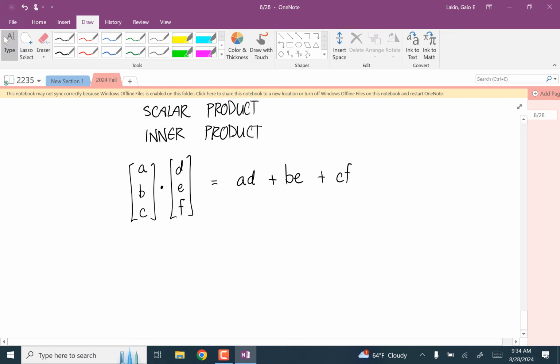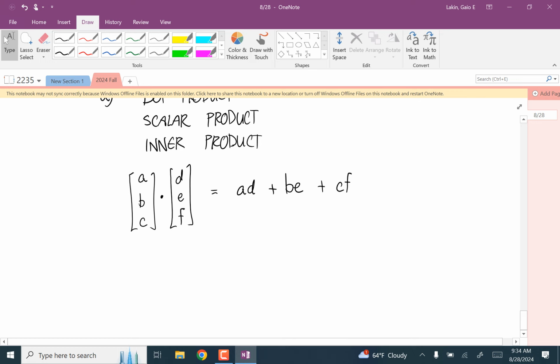And the reason it's called the inner product is because it measures kind of like a projection of these two vectors onto each other in a way. So it's measuring how much these two vectors are in the same direction. Okay, so that's what the inner product thing is.